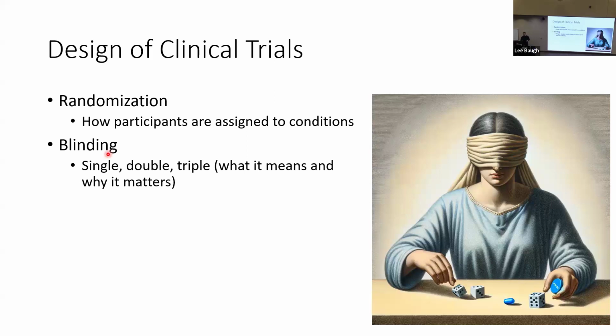So ideally, the person that's interacting with the participant also doesn't know what condition they're in. And then a triple blinded study is where the participant has no idea what condition they're in, the investigator that's interacting with the participant has no idea what condition they're in, and the person who's looking at the data and performing the analyses has no idea what condition they're in. And this is sort of another level of blinding that provides even further confidence in what you're seeing.